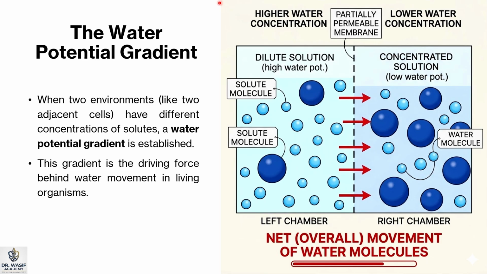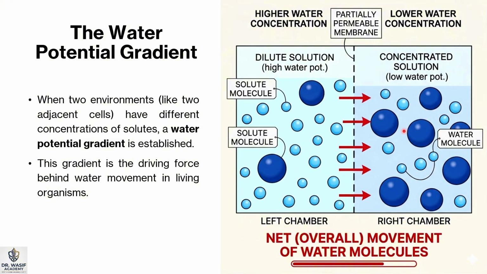In our diagram, look at cell A and cell B. Cell A is less concentrated, so its number is close to 0, while cell B is very salty or sugary, so its number is a deep negative. Because cell A has the higher potential, water will naturally flow from cell A into cell B.